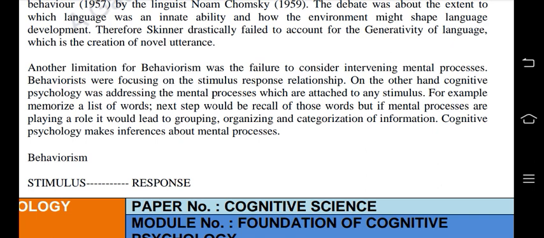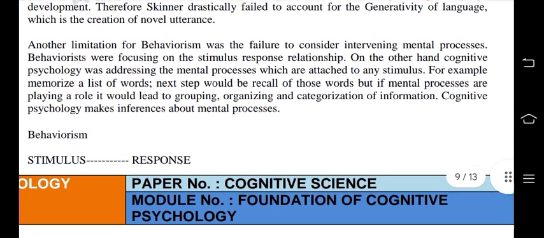Behaviorists were focused on the stimulus-response relationship. On the other hand, cognitive psychology was addressing the mental processes which are attached to any stimulus. For example, memorize a list of words. The next step would be recall of those words. But if mental processes are playing a role, it would lead to grouping, organizing, and categorization of information. Cognitive psychology makes inferences about mental processes.